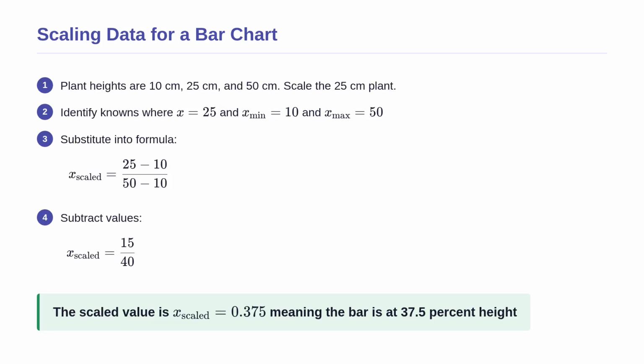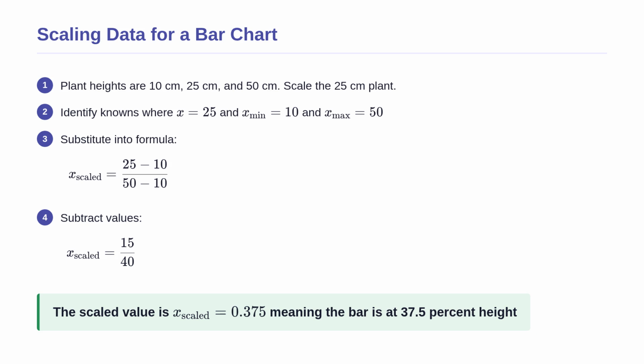Let us apply this scaling formula to a biology experiment. Imagine you are plotting the heights of 3 plants: 10 centimeters, 25 centimeters, and 50 centimeters. The software needs to draw a bar chart where the shortest plant is at the bottom and the tallest is at the top. We need to calculate the scaled value for the middle plant, which is 25 centimeters tall. Our target value, x, is 25, the minimum is 10, and the maximum is 50.